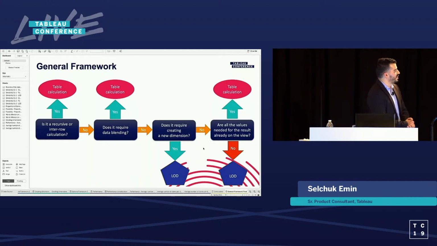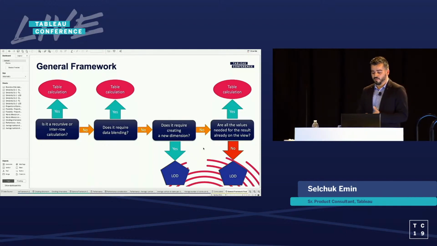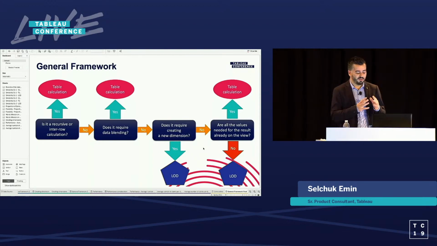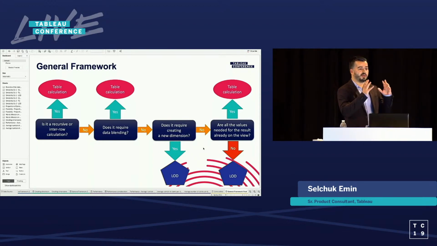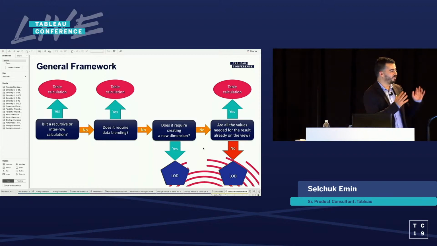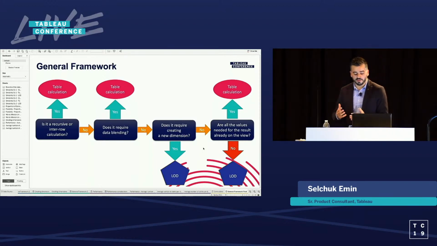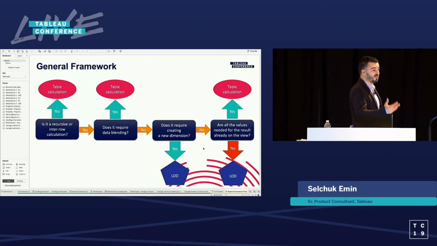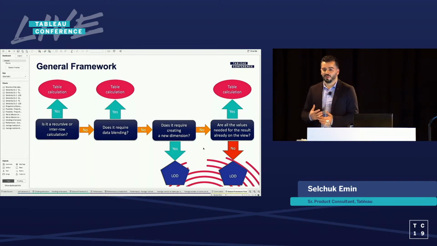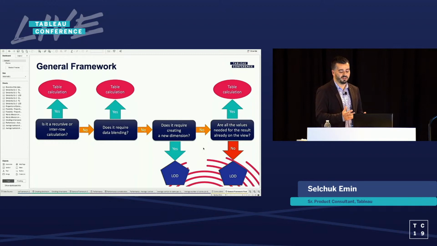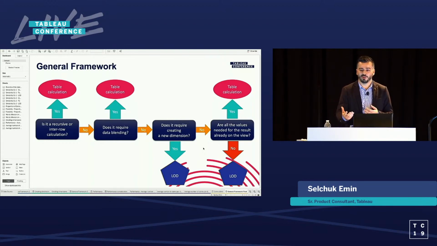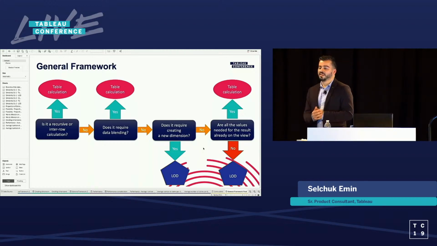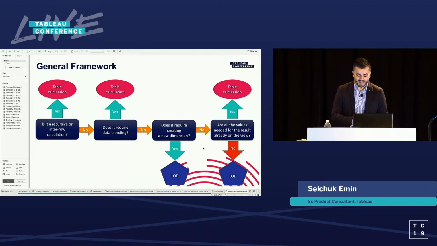And just, again, a simple reminder of the general framework that we built. It's really simple. We have just three outliers, probably, that we first need to consider. Is it a recursive calculation? Does it require blending? Do we need to create a new dimension from the measures that we have? And if the answers are no to everything, we ask ourselves the general question of whether all the values that we need are already on the view. Then we use a table calculation. And if that's not the case, then we go and use an LOD.